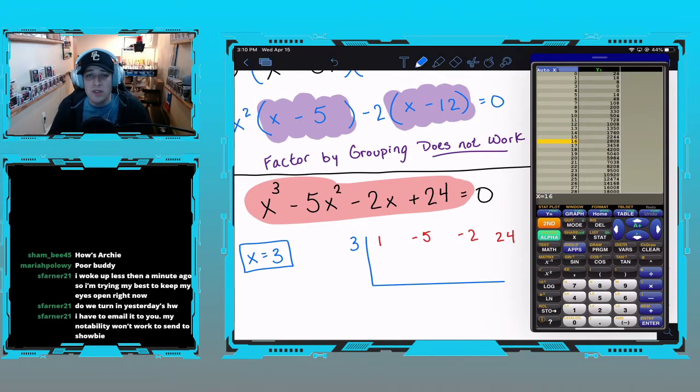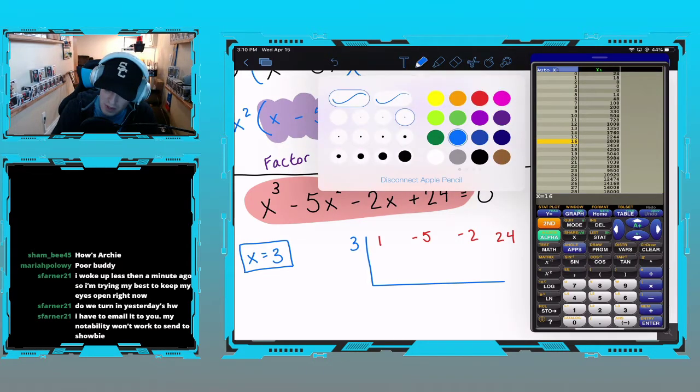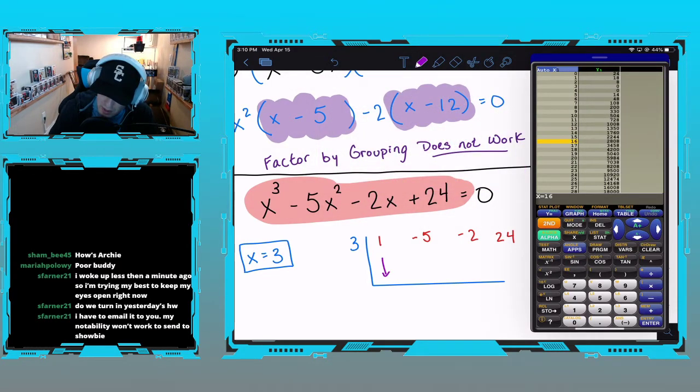If I do the synthetic division correctly, that means I should have a remainder of 0 because that's what the calculator said. So when we run through synthetic division, we bring down the first number, and then we multiply the outsides. So 3 times 1 is going to be 3. I'm now going to add those two numbers together. So -5 plus 3 would give us -2.